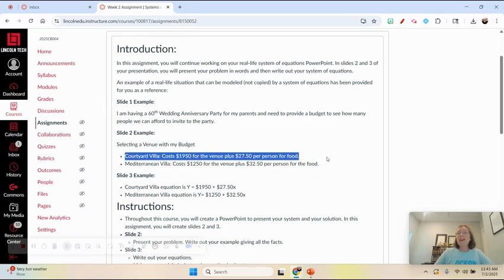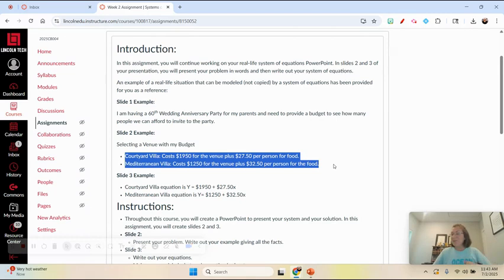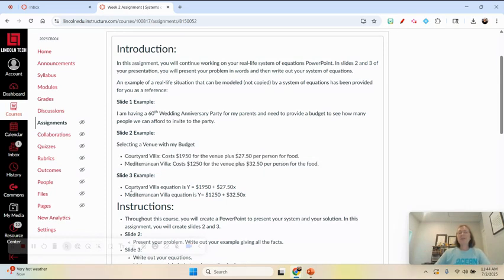Basically, you're going to create maybe different names for Courtyard Villa and Mediterranean Villa. Of course, you're going to change the flat rate for the venue, and you're going to change the per person rate. We talked last week about maybe doing a birthday party. And so obviously you're going to have a little bit less of a flat rate for a birthday party. And of course, you're not going to have to pay as much per person because maybe you're only doing birthday cake or whatever. You can make the changes here. Okay. So that's slide 2, you're going to put your 2 options. And then on slide 3, you're going to come in and do your 2 equations.